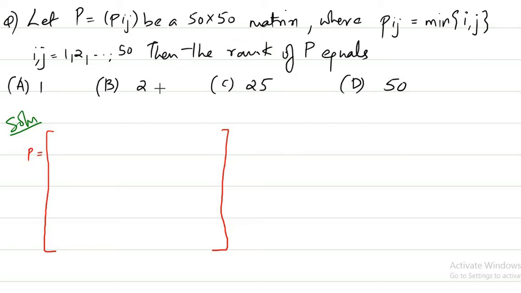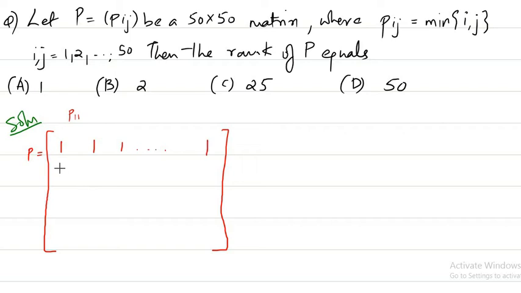What are i and j? i represents the row and j represents the column. When you write the first entries, we have the P11 entry. The minimum of 1 and 1 is 1. Next is the P12 entry. The minimum of 1 and 2 is again 1. Then the P13 entry: the minimum of 1 and 3 is again 1. In that fashion, you get all the entries in the first row as 1.